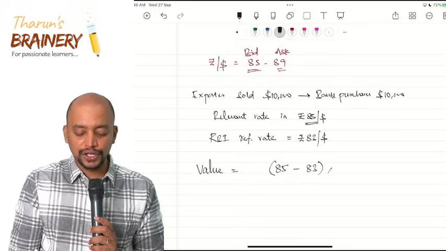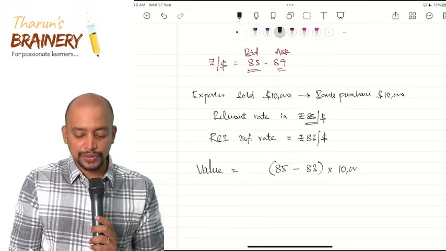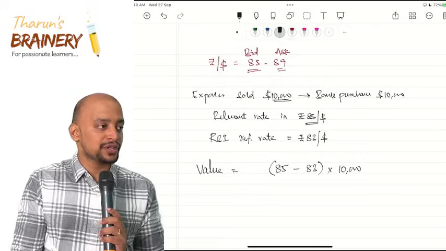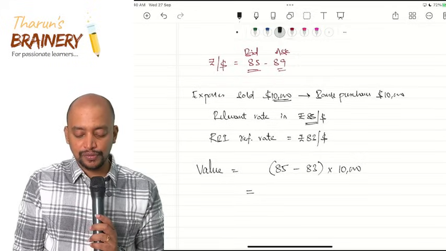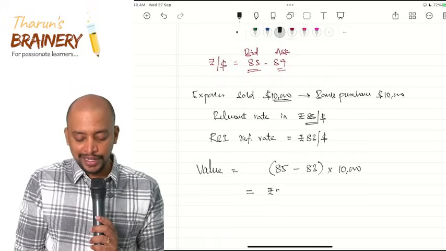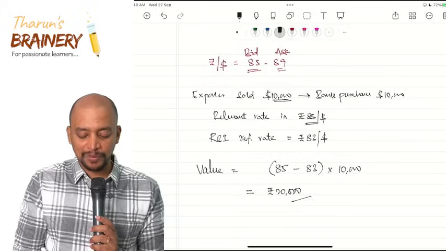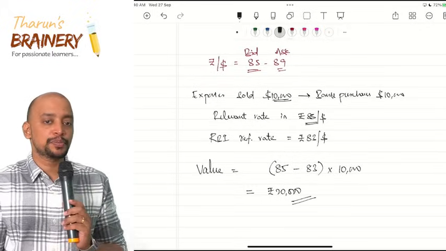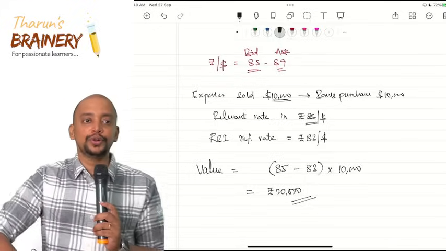83. Into the units of currency, 10,000 units, because it is $10,000. So that will be 2 into 10,000, that is 20,000 rupees, which will be taken as the value. This is as per Rule 32 sub-rule 2A.